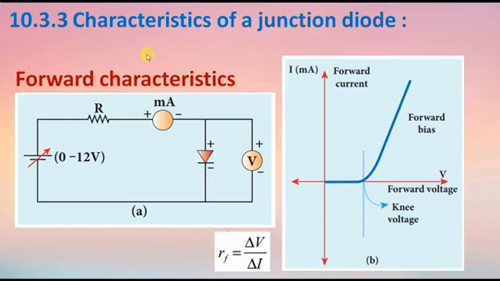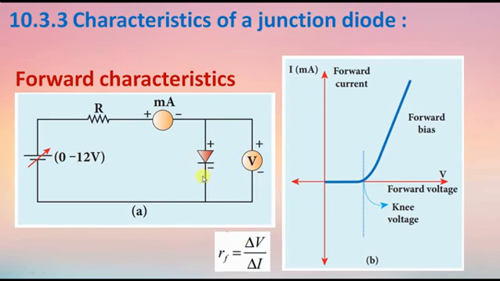Good morning, students. Now we are going to see characteristics of junction diode. First of all, we are going to see forward characteristics. It is the study of the variation of current through the diode with respect to the applied voltage across the diode when it is in the forward bias.